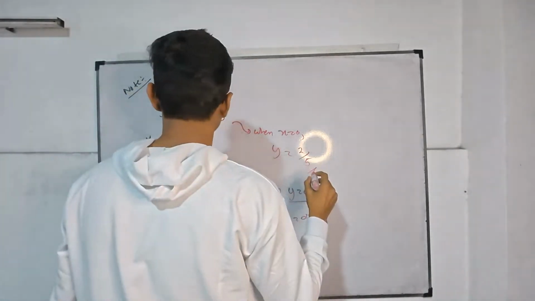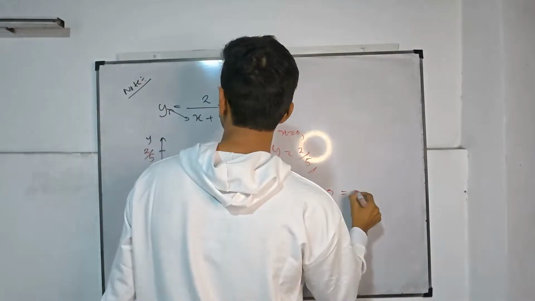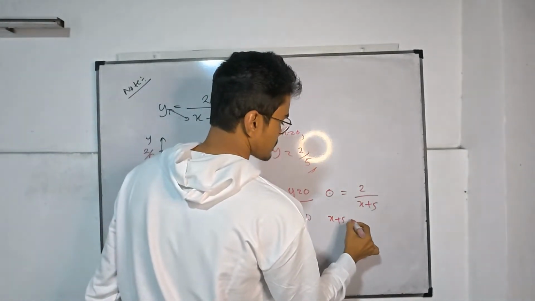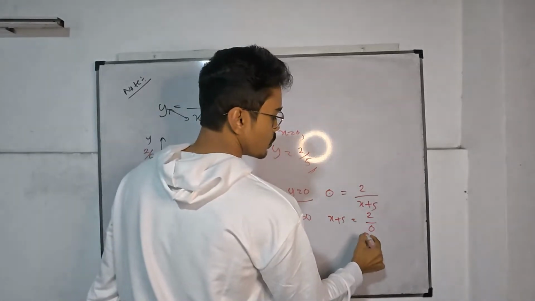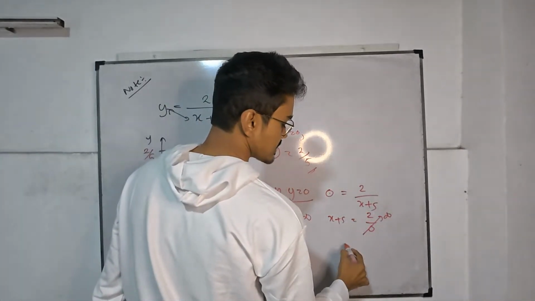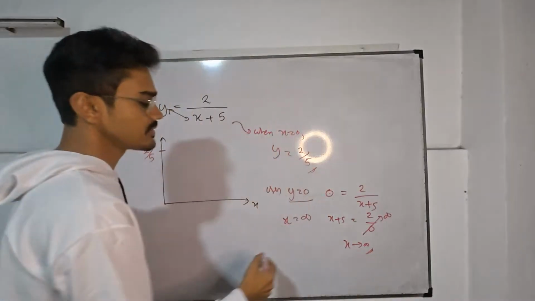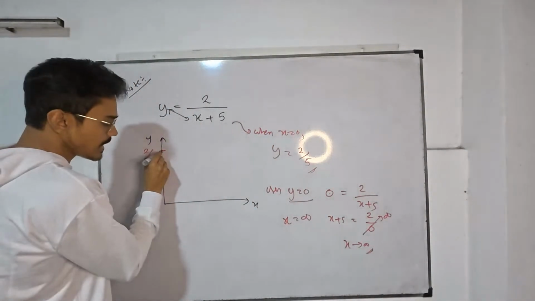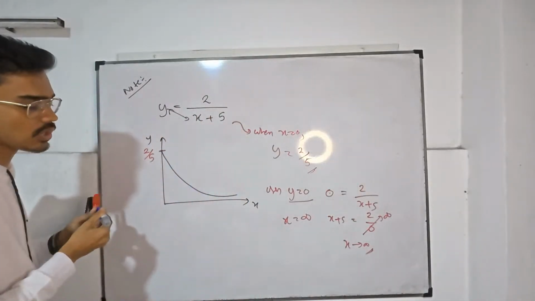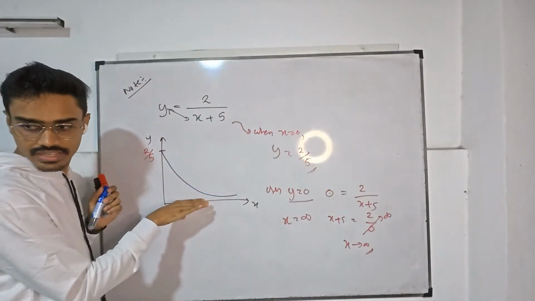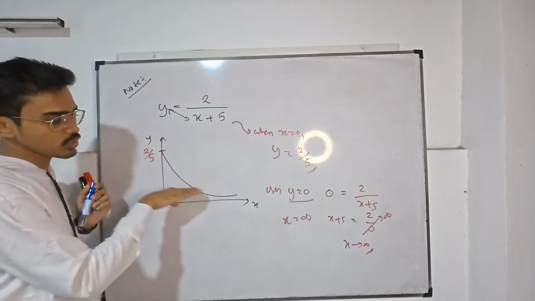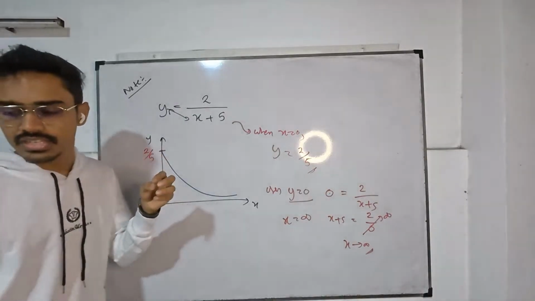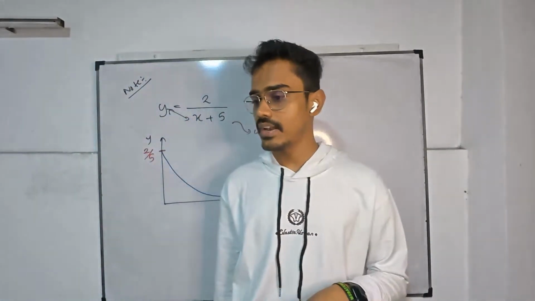Now, if you need to see the simplification, 0 equals 2 over x plus 5. So if I cross multiply, x plus 5 equals 2 over 0. 2 over 0 is infinity. Infinity minus anything is infinity. So therefore, x goes to infinity. So the shape is the inverse shape, and it goes to infinity only with the horizontal axis. And here that is having a finite, definite value, right?